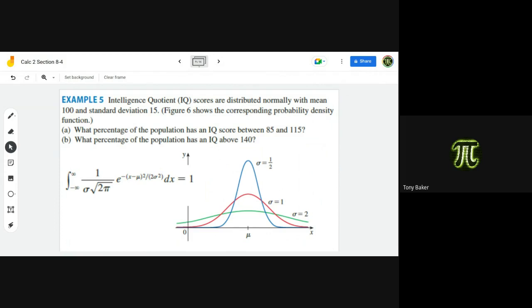So what that integral does is it creates the area under that curve given two pieces of information: the mean of the data and the standard deviation of the data. Because as you can see, as the standard deviation changes, the curve changes. That's a good one to know.